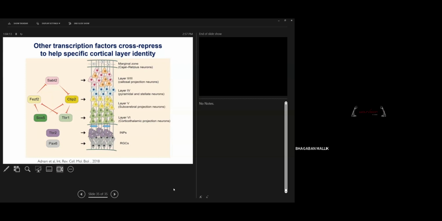If you have any questions, let me know. I know this is a very complicated lecture because it consists of different genes, but I just want you to get a take-home message: how different transcription factors regulate the generation of different cell types in the developing brain.